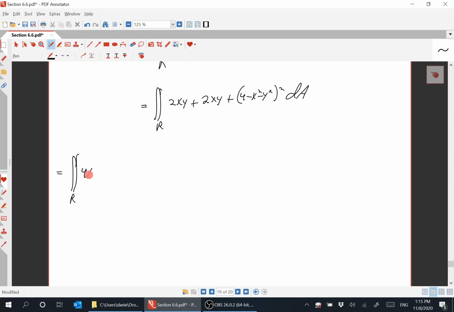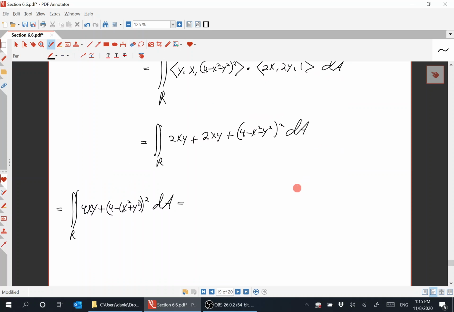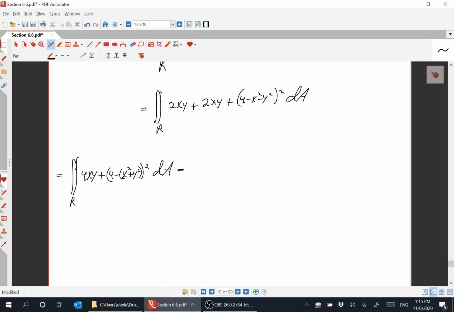Double integral over R, 4xy plus 4 minus x squared minus y squared, squared. I'm going to write it like that. So how would I calculate this? Now that I've expressed the double integral in the final simplified form, the question is, how do I calculate the double integral? So the surface integral, the total flux integral, reduces to a double integral. Once you get it in terms of the double integral, now we ask ourselves, how do we want to calculate that double integral?